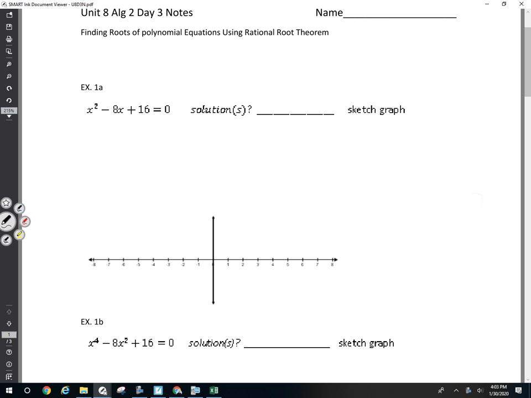Two are just like quick examples of what we've already done. Reminding yourself of how to factor, this would be x minus 4 times x minus 4. Your solutions to this would be at x equals 4. It's got a multiplicity of 2. So at 4, I'm going to bounce.